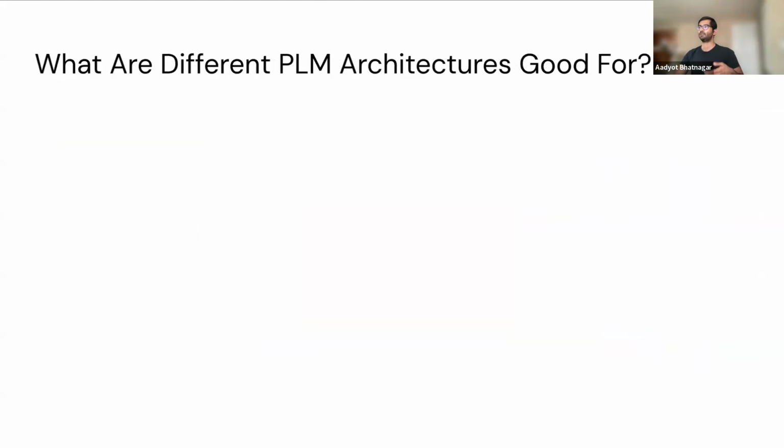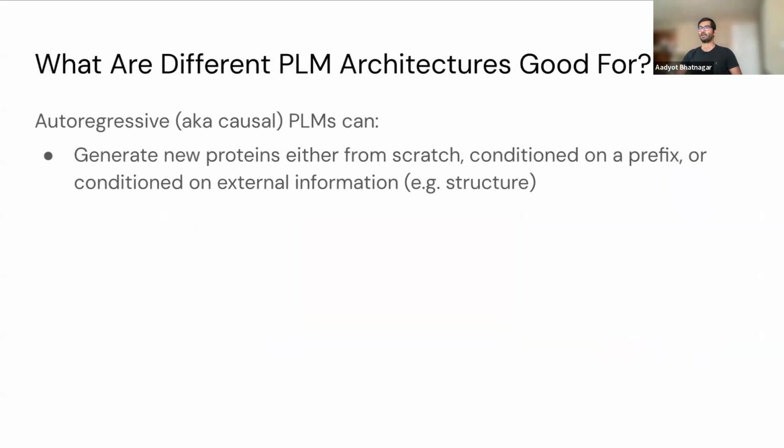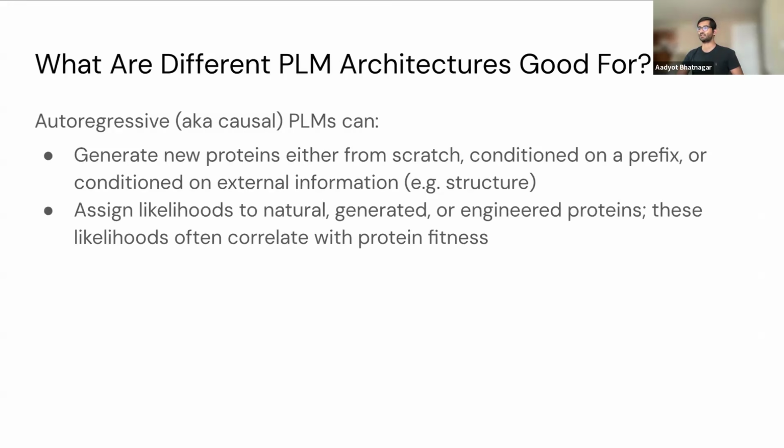And so this kind of sets up what these different architectures are actually good for. So as I alluded to, autoregressive or causal PLMs can generate new proteins, and this can be either from scratch, conditioned on a prefix of the protein, or even conditioned on some external information like structure. And they can assign likelihoods to natural, generated, or engineered proteins. And the community has found that these likelihoods often correlate well with experimental measurements of protein fitness that we care about and that we might want to optimize.